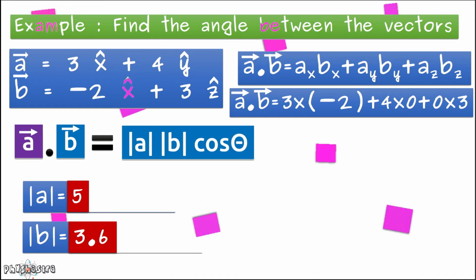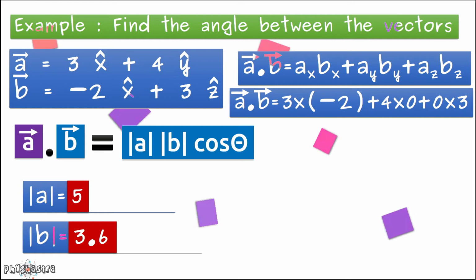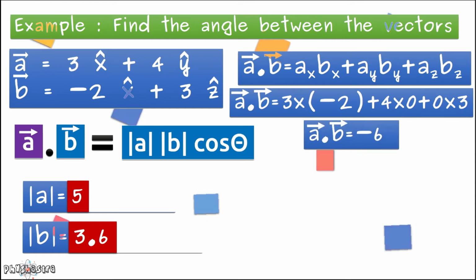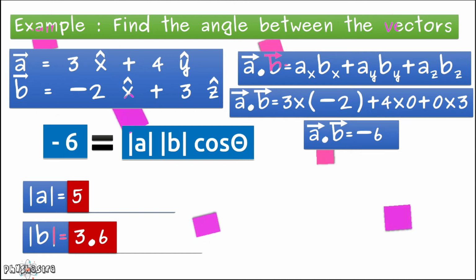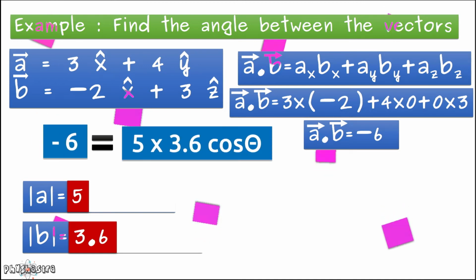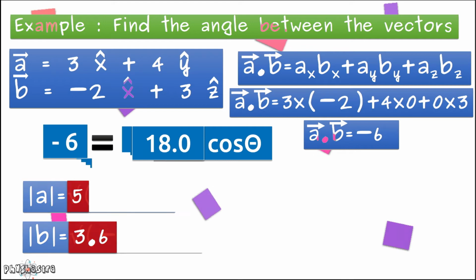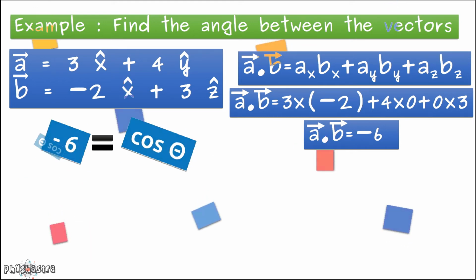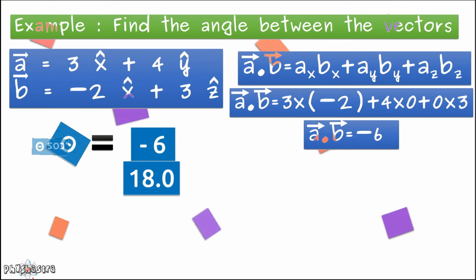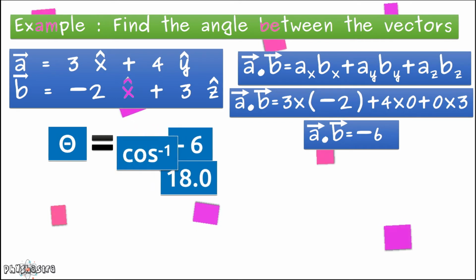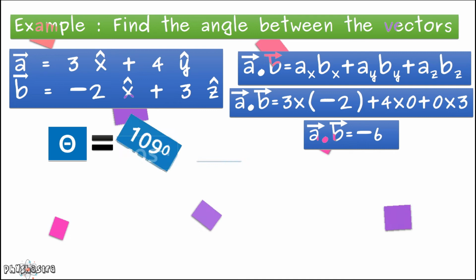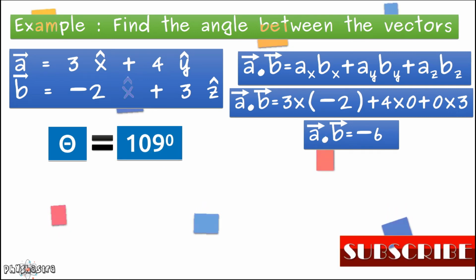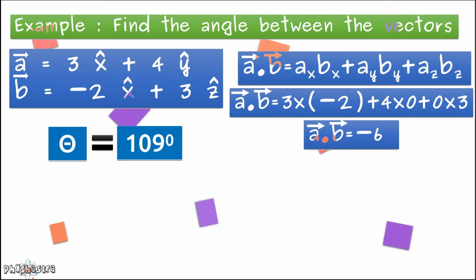We put the respective values of a and b and vector a dot vector b, and after rearranging we get theta equals cos inverse of negative 6 divided by 18, and that will be 109 degrees. The angle between the vector A and B is 109 degrees, and that is how we use dot product in action.